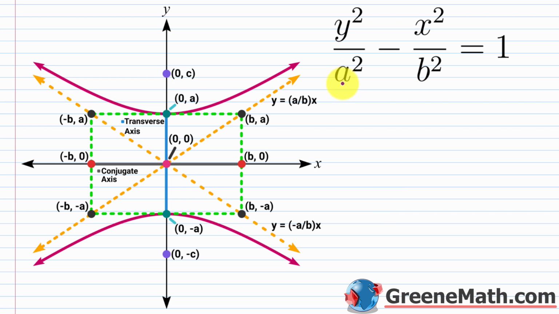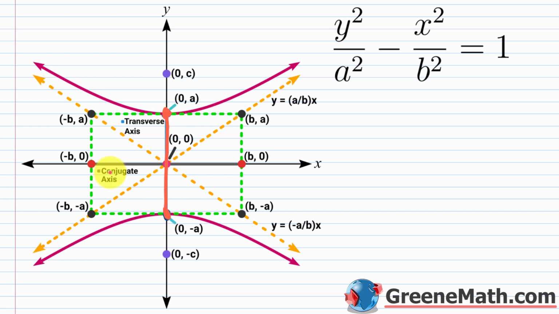What is a? A is the distance from the center to each vertex. So from 0, 0, I'm traveling up by a units to 0, a. So that's a vertex. Let me actually use a different color there so it shows up better. And then I'm going to travel from the center down by a units. So this is 0, negative a. Your transverse axis here, again, is going to be vertical. So it's a line segment with these vertices as the endpoints.